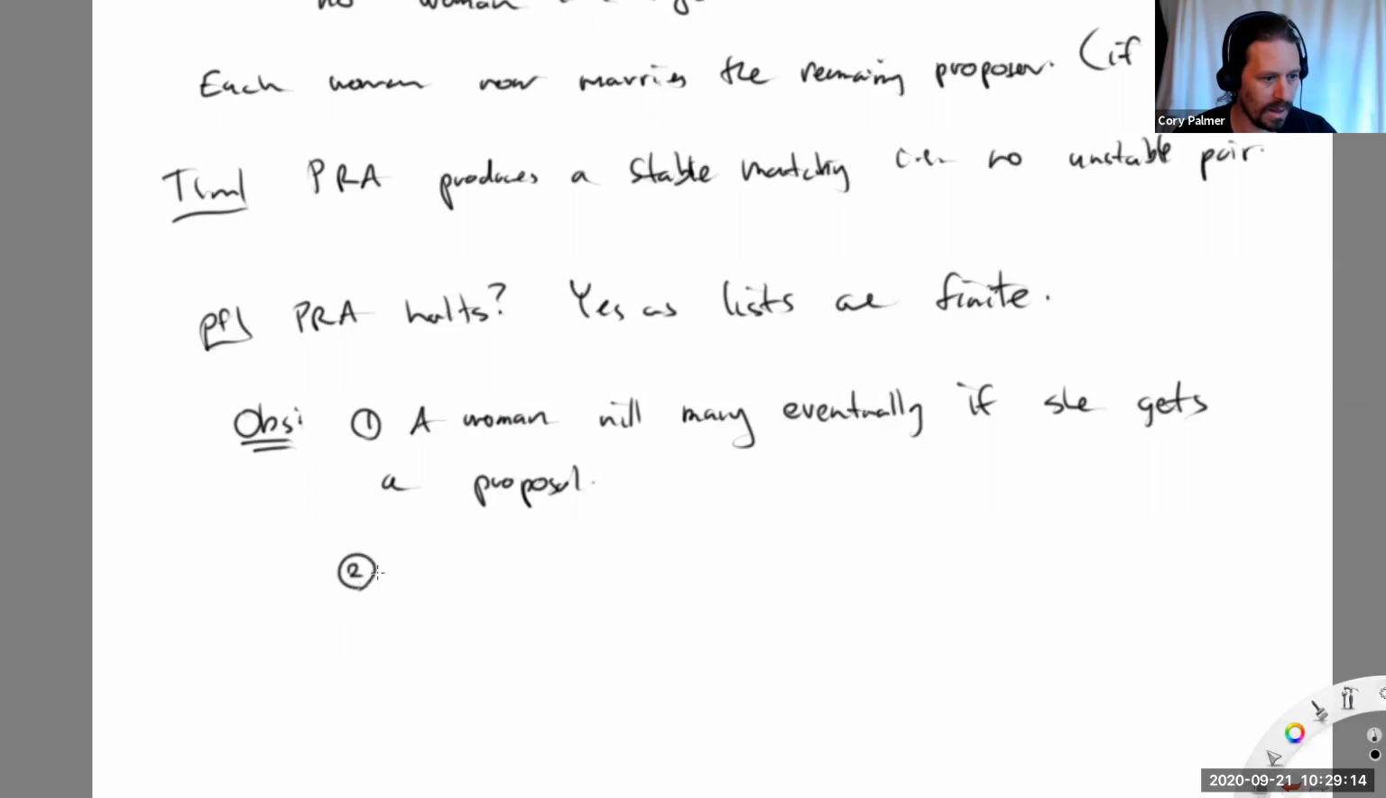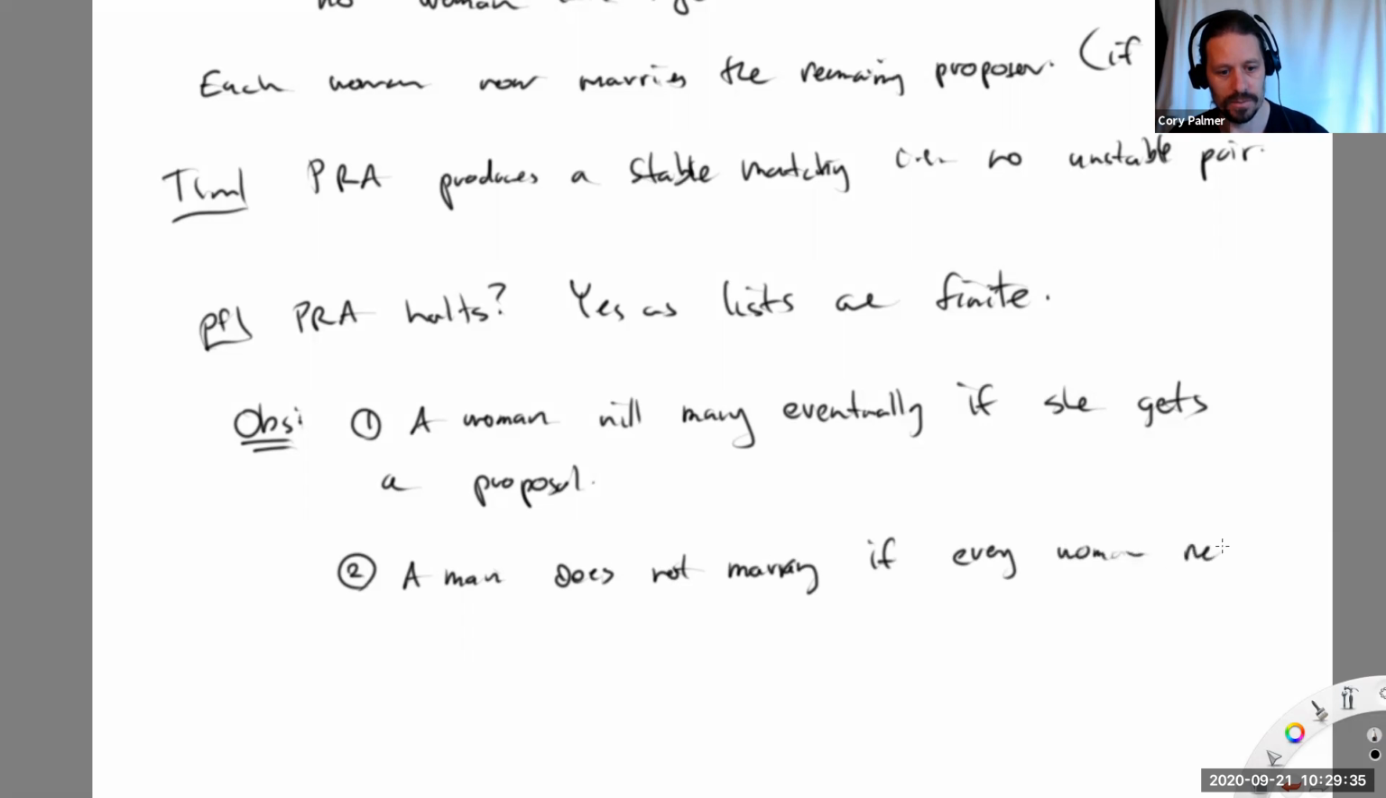And then the second one is, how does a man not marry? A man does not marry if he exhausts his list. If every woman rejects him, that's the only way it can happen, right? He has a ranked list of all the women, and the only way he can not marry is if each one he proposes to eventually rejects him. These 2 properties together guarantee we get a perfect matching.